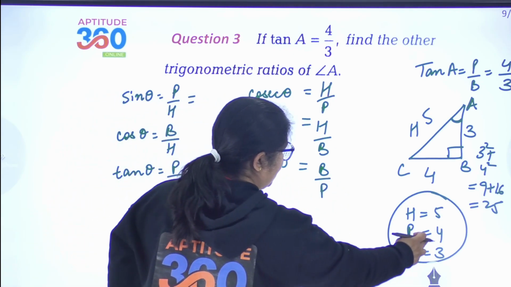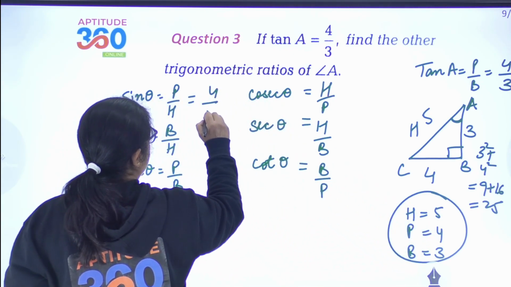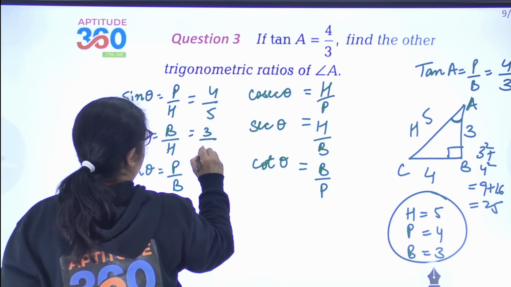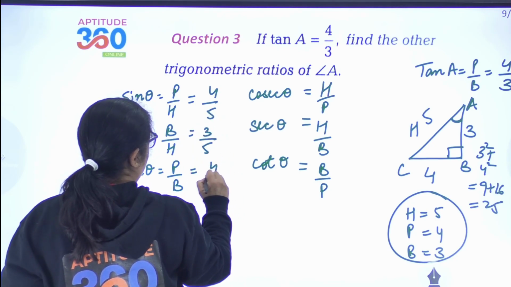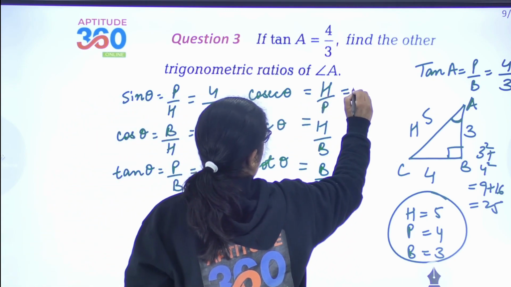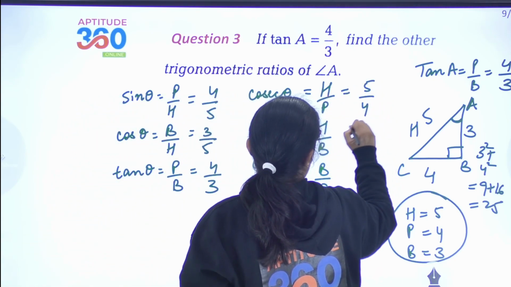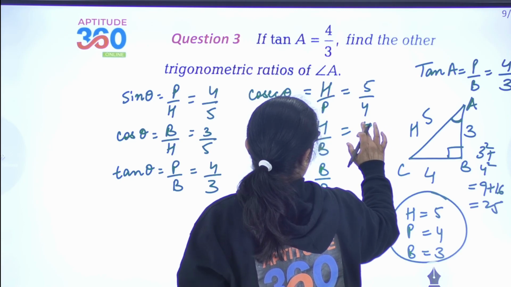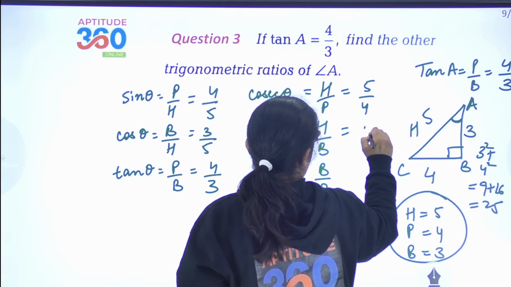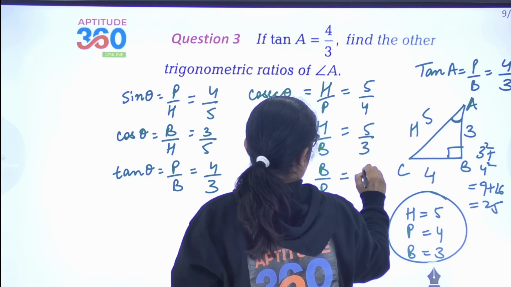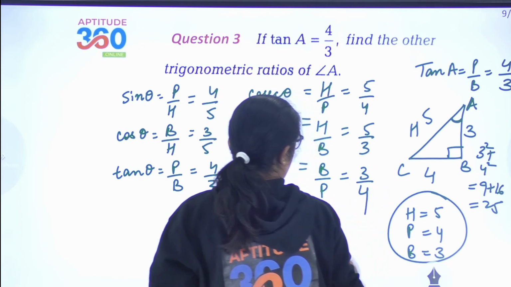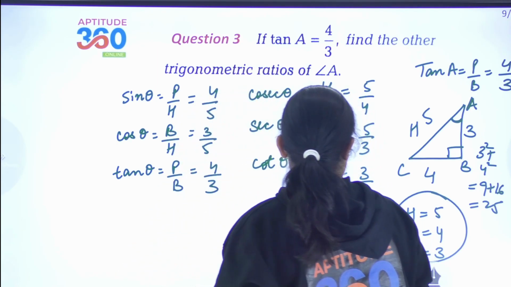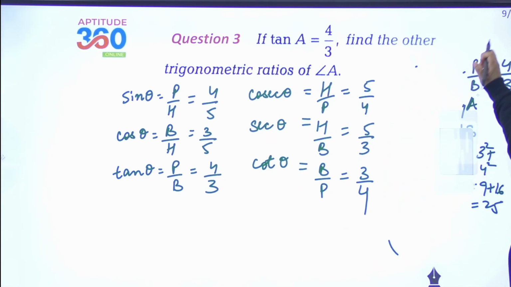What is the value of P? It is 4, hypotenuse is 5, base is 3. So 4 upon 5, 3 upon 5, 4 upon 3, 5 upon 4, 5 upon 3, 3 upon 4. All the 6 ratios we have got.